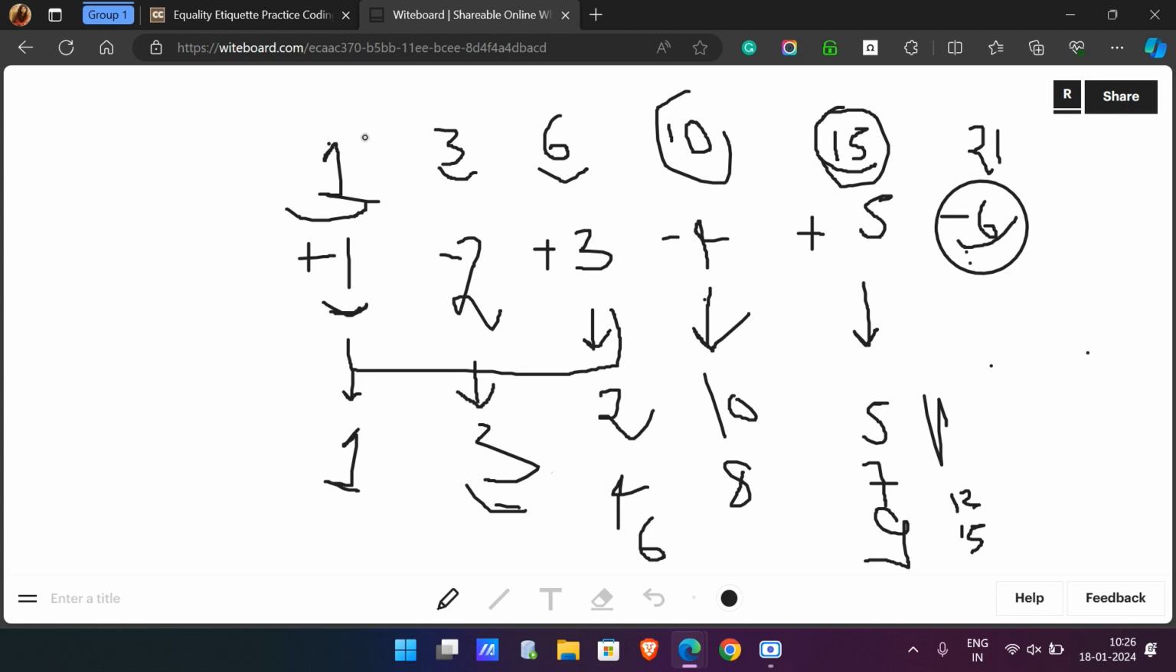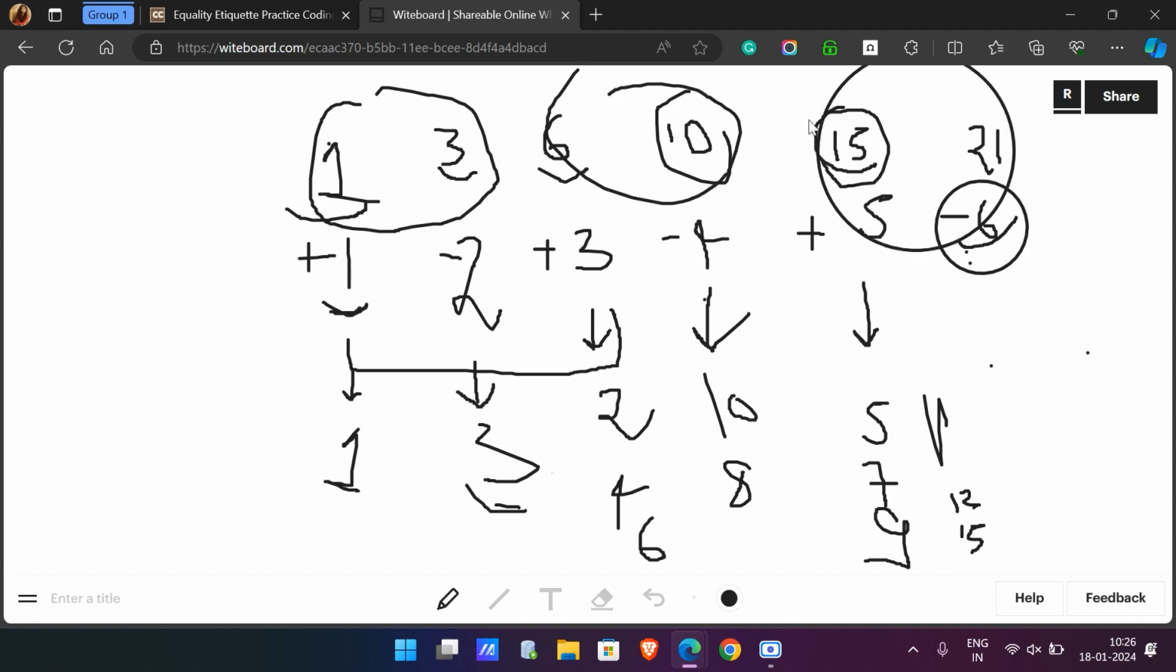One more thing you could observe is that the first two are odd, then again even, again you're getting odd. So that's a pattern: two odd, two even, two odd, two even.